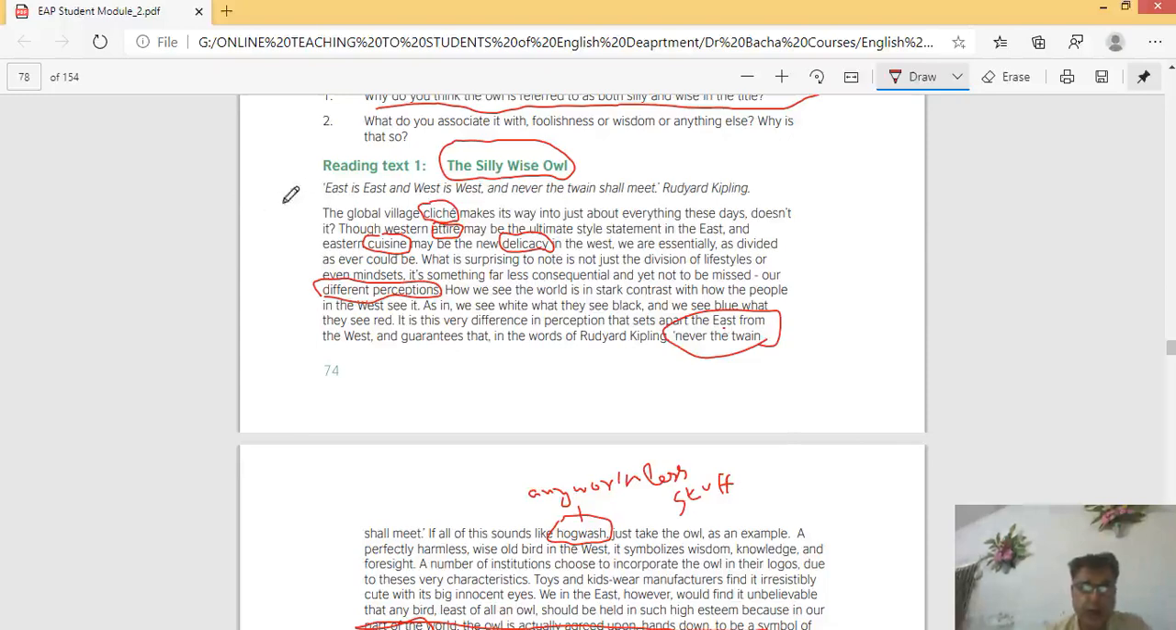See here, you find the quotation here. East is east, and west is west, and never the twain shall meet. So this very particular word you see here, twain, means two. This is an archaic word. All right. This is an older word. All right. So therefore, it means that east and west are quite different.